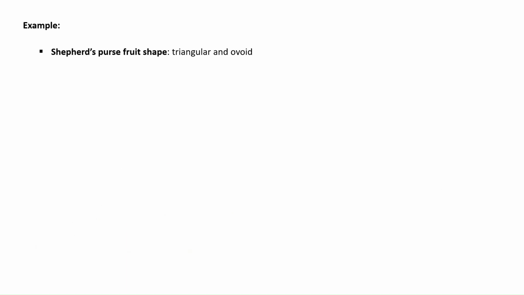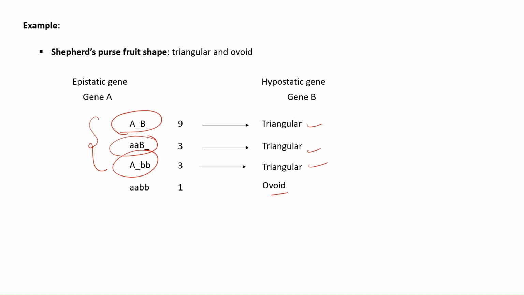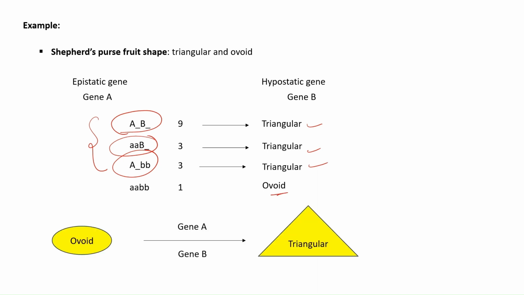Now the example is shepherd's purse fruit shape, which is triangular and ovoid. So it has two genes, gene A and gene B, hypostatic and epistatic genes. Again, the ratio is 15:1. So how is it affecting? Both dominant, B dominant, A dominant. So these three will be of one phenotype. So here these three are triangular in nature and the recessive one is ovoid. The mechanism behind this is that over the ovoid shape, the products of gene A and gene B both play their function to convert this ovoid state into a triangular shape.